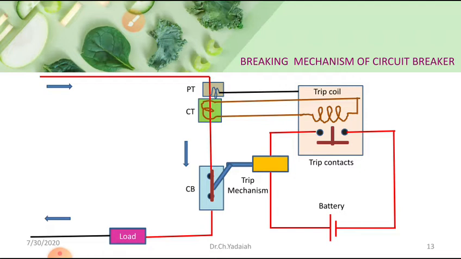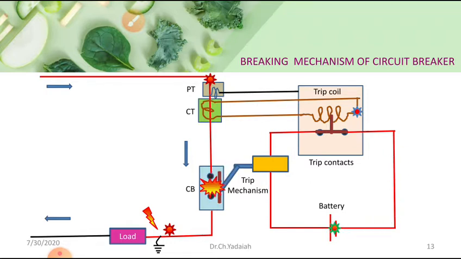Now here is an animation of what is happening under normal condition, and if a fault occurs in the circuit, how the mechanism goes. You can see it here. Normal current is flowing from input to output through CT, PT, circuit breaker and load under normal condition. Now I am forcefully going to make a fault area. At the fault, I am going to open here. Now a fault is created here.